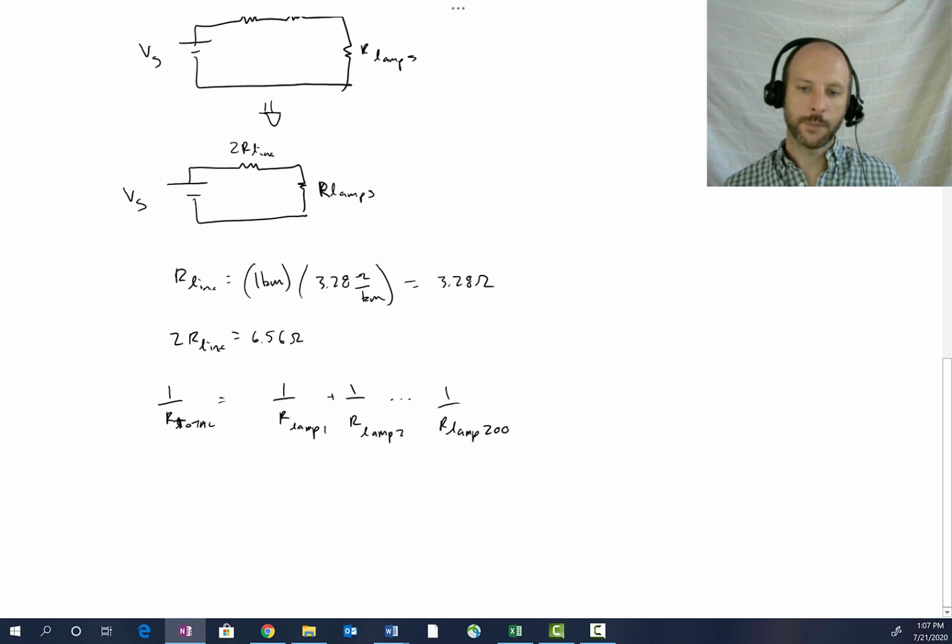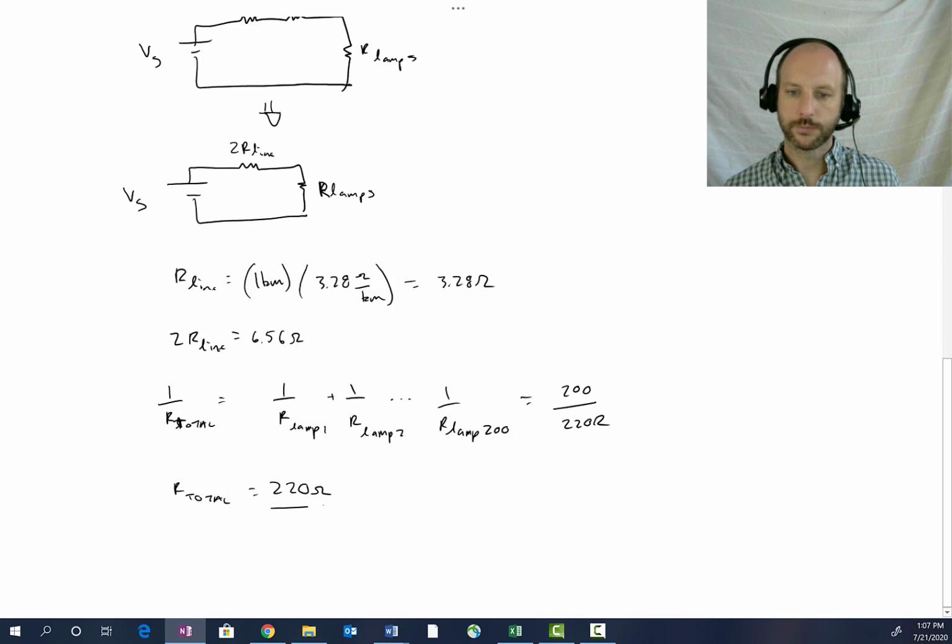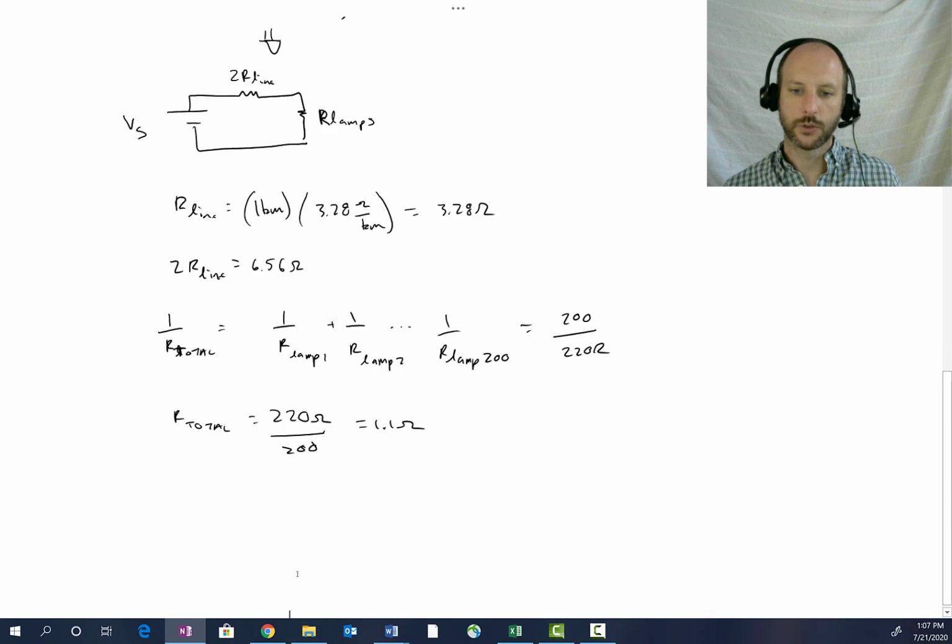So the denominator in each of those reciprocal fractions is going to be 220 ohms. So since there's 200 elements, it's just 200 over 220 ohms is the reciprocal resistance. And we can calculate total lumped resistance just from 220 ohms divided by 200. You do that, you're going to get 1.1 ohm. So that's going to allow us to redraw our circuit model.